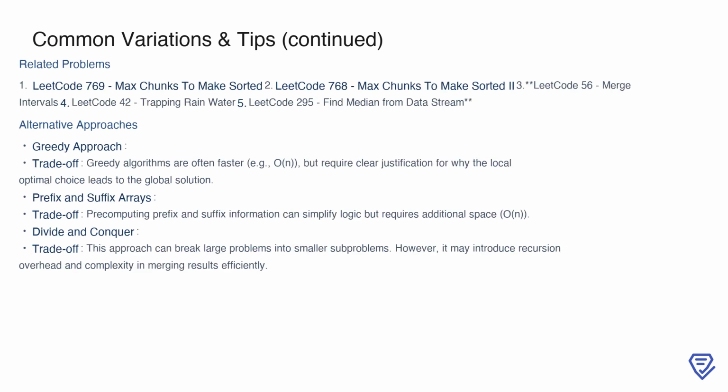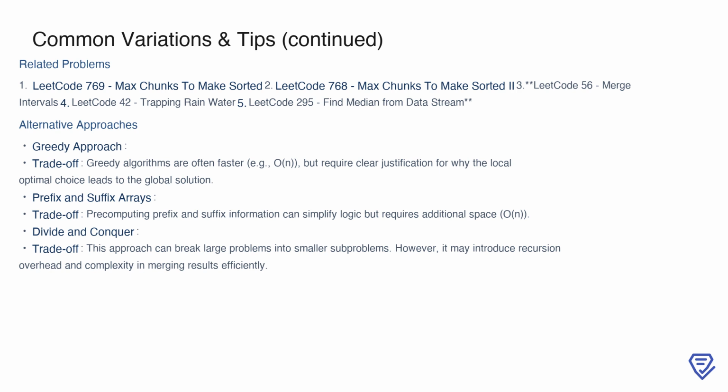When exploring related problems, it's helpful to see how this problem connects to others with similar themes. For example, LeetCode problem 769, the first version of this problem, involves simpler constraints and is a good starting point. Problems like merge intervals, problem 56, and trapping rainwater, problem 42, also involve partitioning or combining sections based on specific conditions. Another interesting connection is problem 295, where you're tasked with maintaining a running median, which also relies on dynamic data handling. Beyond related problems, there are alternative approaches to consider for this problem.